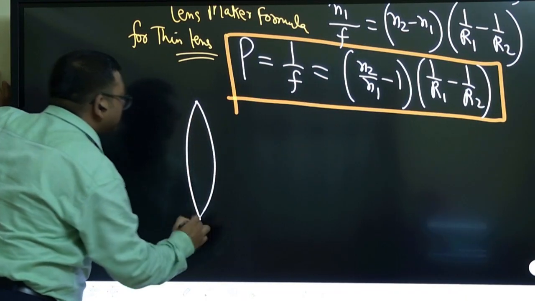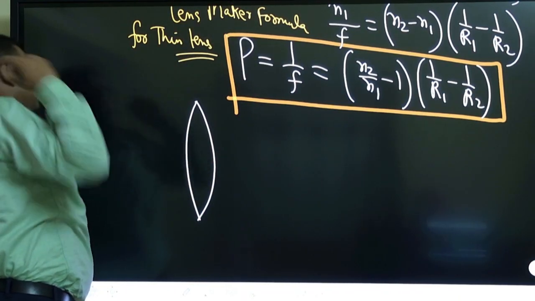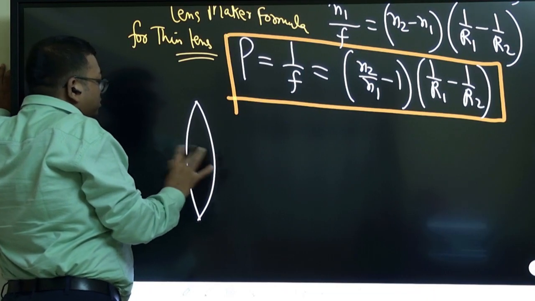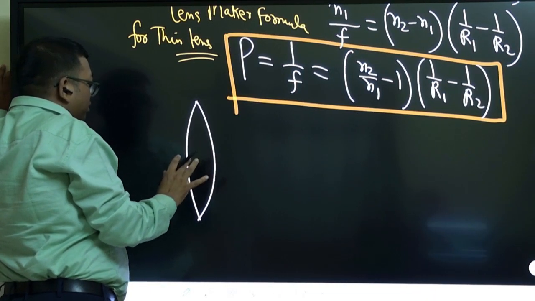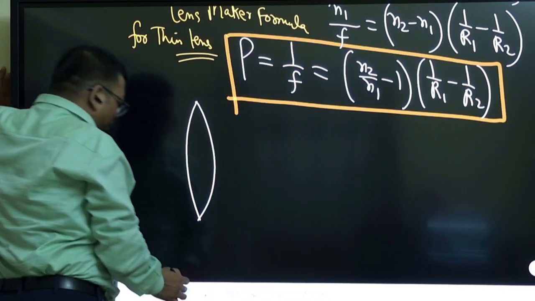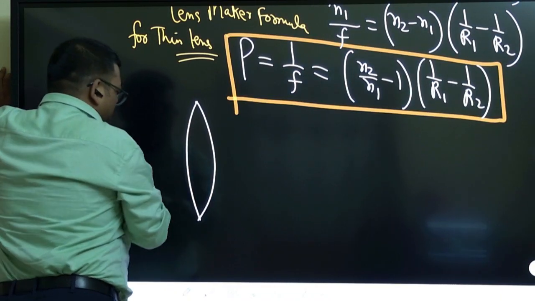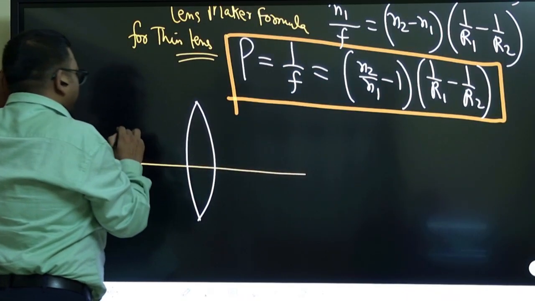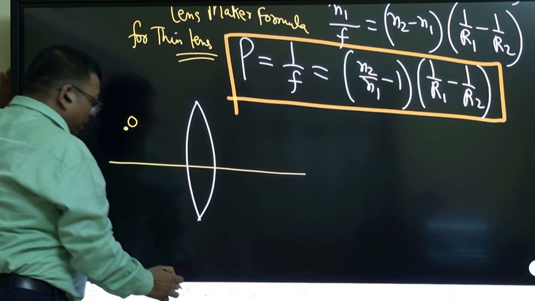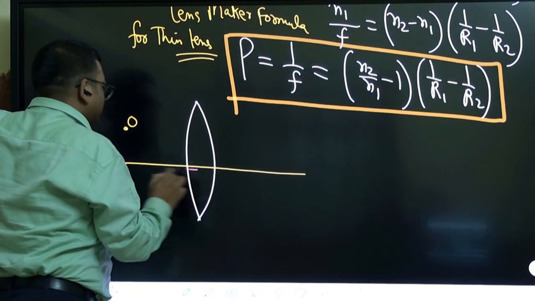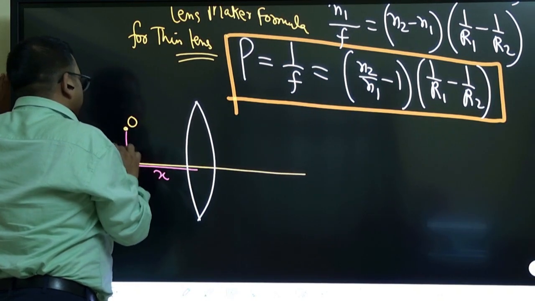Suppose this is a lens. Okay, this is a lens. I am taking this made of the same material. Okay, some material. So when I keep this as the axis, the optical axis, and I take an object here. Okay, I take the object here. So this distance becomes x and this distance becomes y.